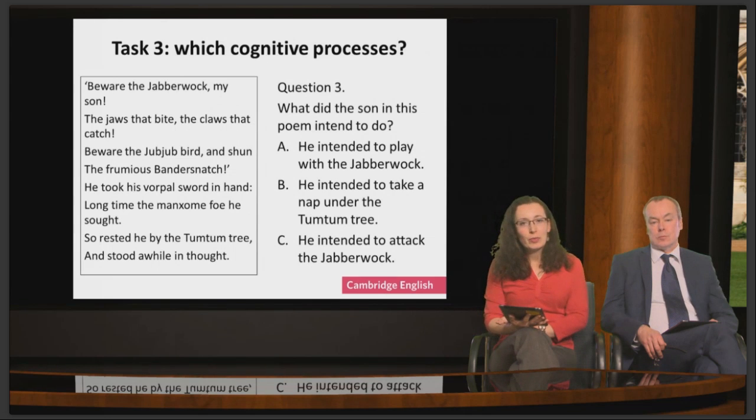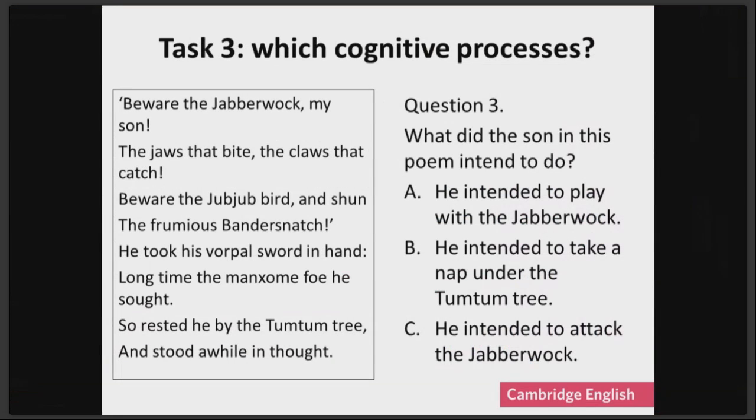Here is the next part of the poem Jabberwocky from Lewis Carroll's Through the Looking Glass and What Alice Found There. And this is also on your handout, Which Cognitive Processes? Please read the next two stanzas of the poem and answer the following question. What did the son in this poem intend to do? A, he intended to play with the Jabberwock. B, he intended to take a nap under the Tam-Tam tree. And C, he intended to attack the Jabberwock. So please read the two stanzas and pick your response in the poll, please.